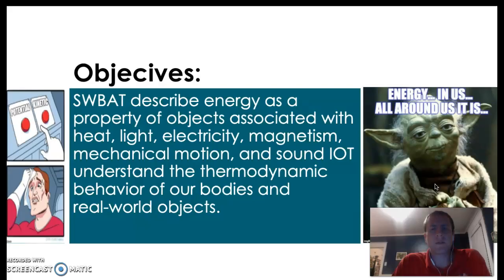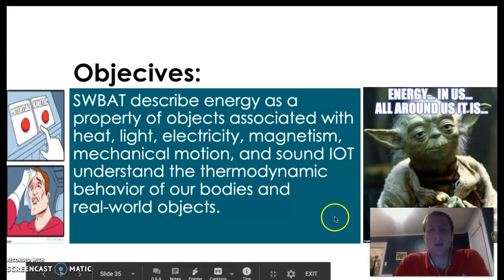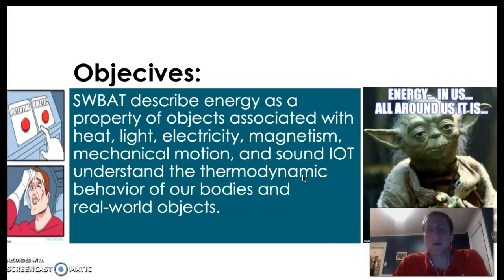So if you have your notes up and open, our objective is to describe energy as the property of objects that's associated with heat, light, electricity, magnetism, often the same thing, mechanical motion, and sound in order to understand the thermodynamic behavior of our bodies and real-world objects. Whew. Thermodynamics just means basically energy and motion. It doesn't necessarily just mean thermal energy, even though it sounds like that. We're just basically saying you'll be able to describe the energy of objects, what kinds of energy there are, and how our bodies also take part in moving energy this way and that way.